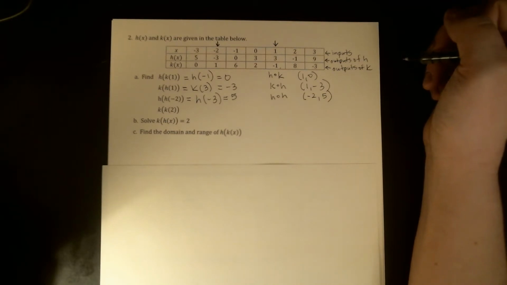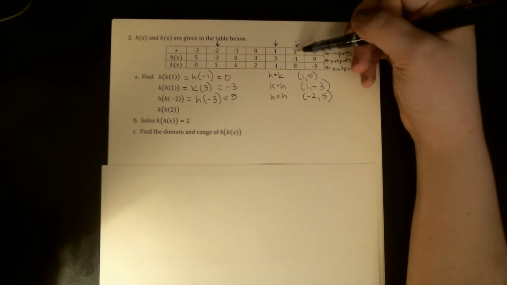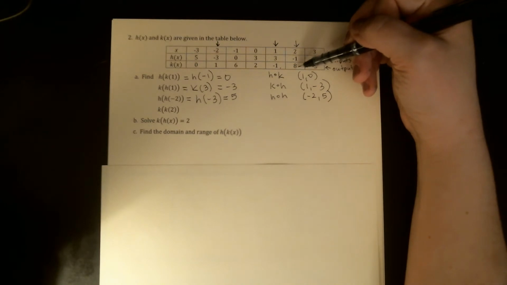Okay, last one, k of 2. 2 is my input, so I'm going to start with the 2 in the inputs row. I'm going to look for the output from k, which is an 8.